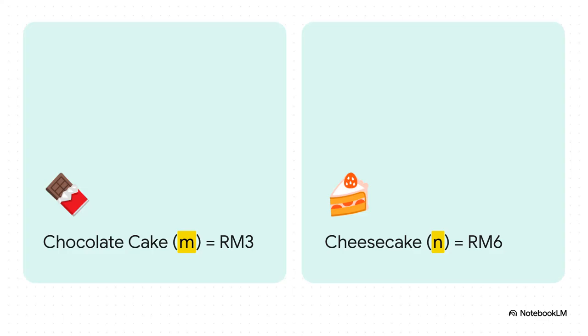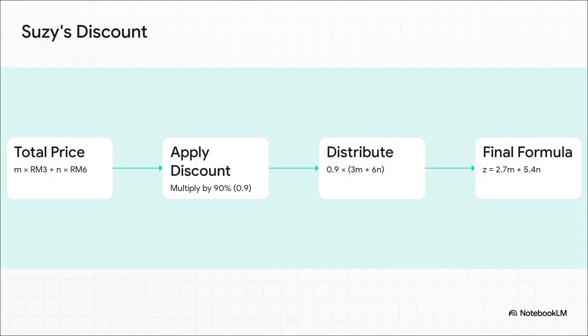Let's apply this to something a little sweeter. Picture a bakery run by, let's say, Susie. Susie sells chocolate cake for 3 ringgit a slice. Let's call the number of chocolate cake slices M. Now, she also sells cheesecake, but it's exactly twice the price of the chocolate cake. So the cheesecake, which we'll call N, is 6 ringgit a slice. And this brilliantly illustrates how we can form a pretty complex formula from a completely real scenario.